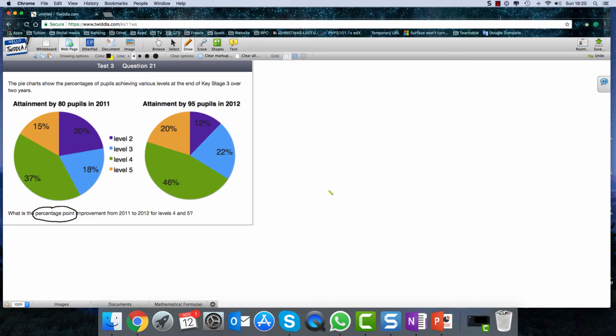Okay, so very, very different from the previous question. It's got nothing to do with the numbers of pupils, okay? And what that means is that you can instantly cross out these two numbers at the top.